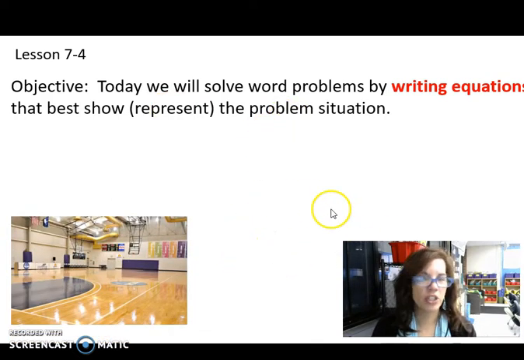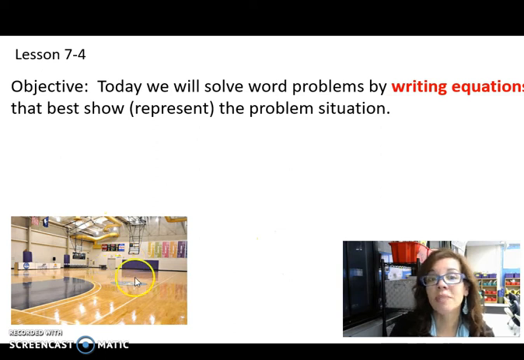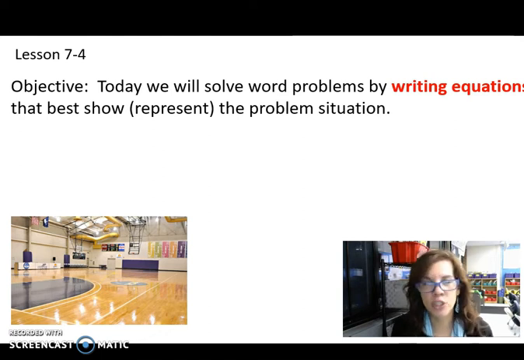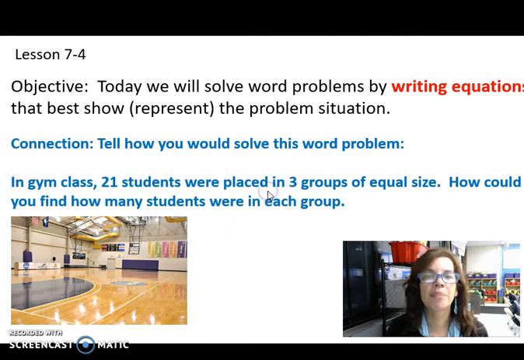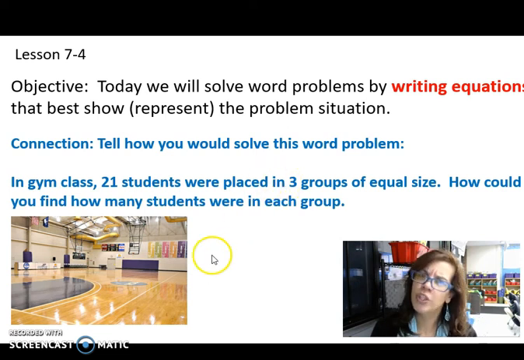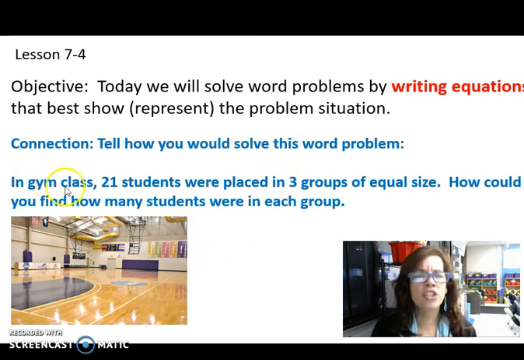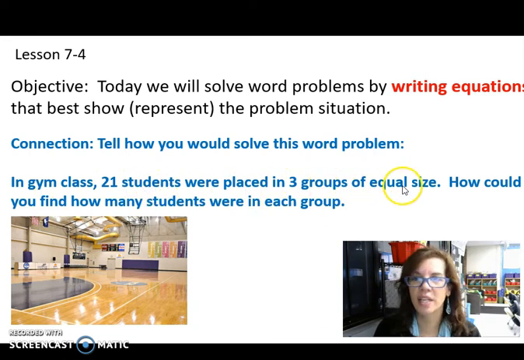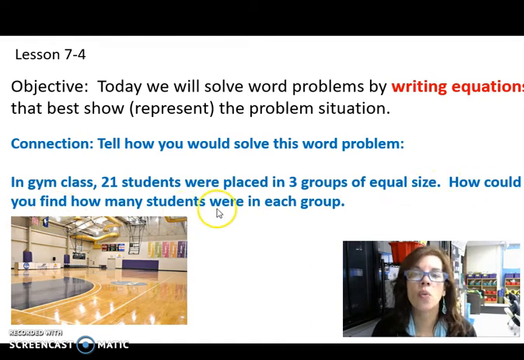Let's think of a situation when we are in school, in the gymnasium. Coach Stefano is working with you and she's looking for teams. She might break you up into 3 different teams. Let's make a connection with using a word problem. In gym class, 21 students were placed in 3 groups of equal size. How could you find how many students were in each group?